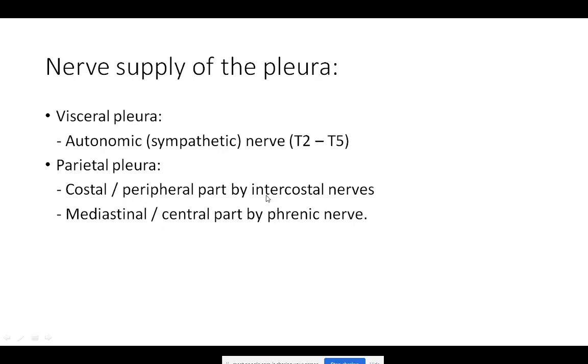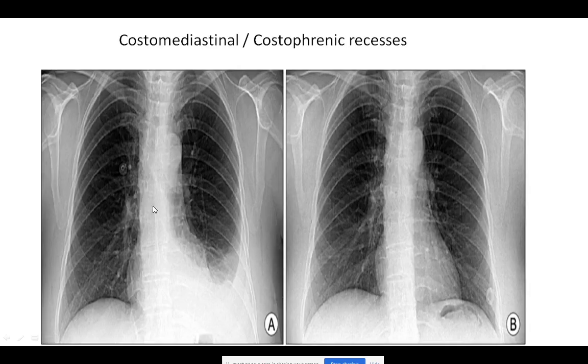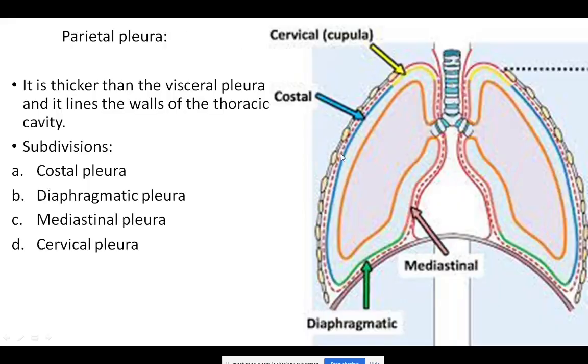It is supplied by the intercostal nerves at the peripheral part of the parietal pleura. It means the peripheral part of the parietal pleura, the costal, cervical and diaphragmatic parts, is supplied by the intercostal nerves, whereas the mediastinal parietal pleura, or the central part, is supplied by the phrenic nerve. This whole parietal pleura is sensitive to pain.